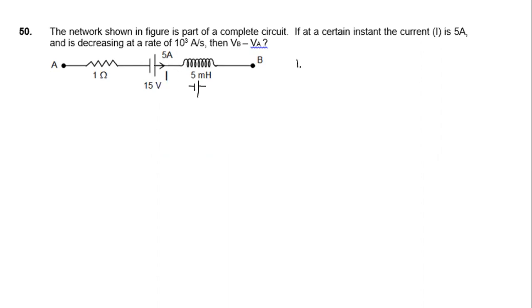And what would be the EMF in the inductor? It will be L di by dt. L is equal to 5 into 10 to the power minus 3, and di by dt is 10 to the power 3, so it is equal to 5 volts. I put this as 5 volts and then write the equation: VA minus 5 into 1 plus 15 plus 5 is equal to VB. We get VB minus VA.